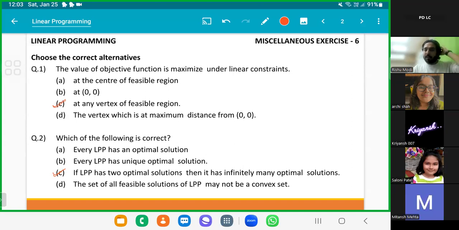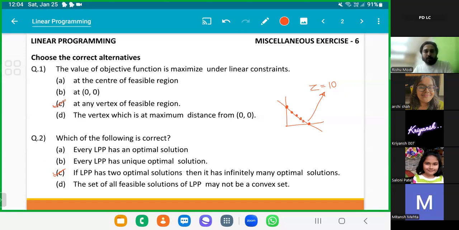Yes, Kriyansh. Why infinite? See, Kriyansh, suppose for example, if I'm solving a sum and I got this value and this value where the Z value is maximum. Suppose Z comes as 10 and it is maximum at these 2 points. It means that there are many more points on this line which will give you 10 as the answer. And when I say many more points, it means we are talking about infinitely many optimal solutions.